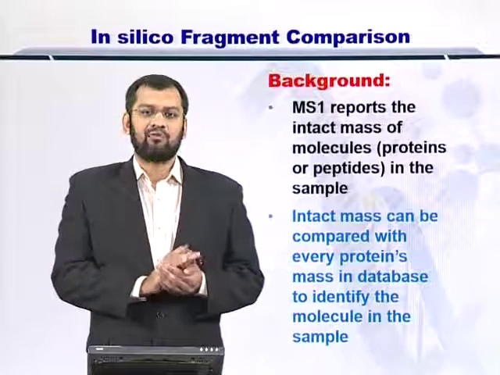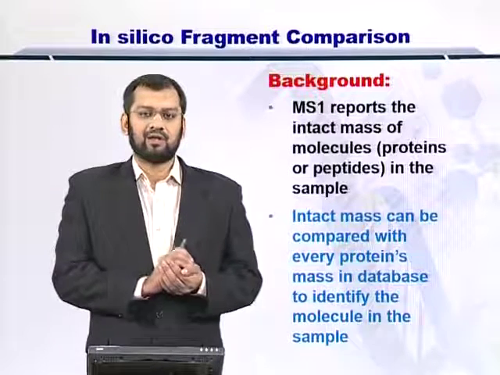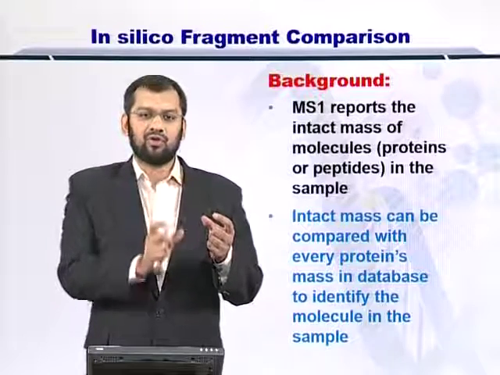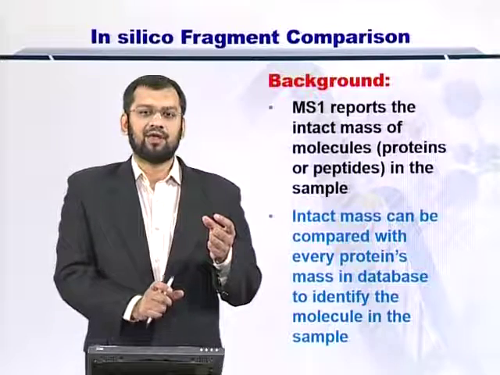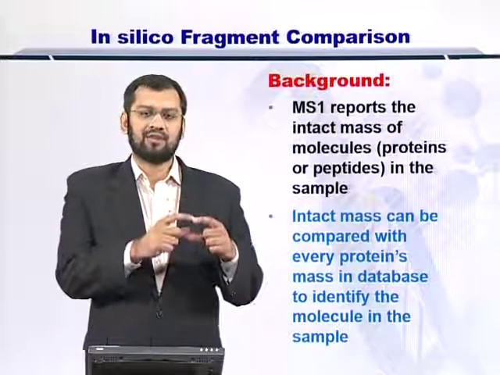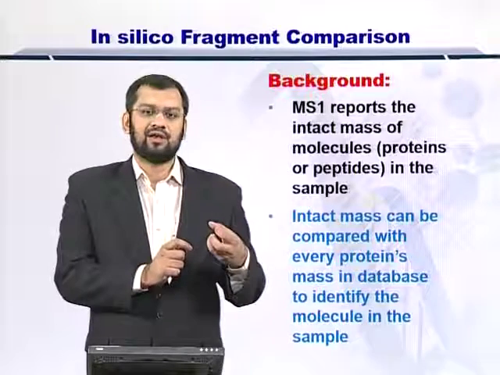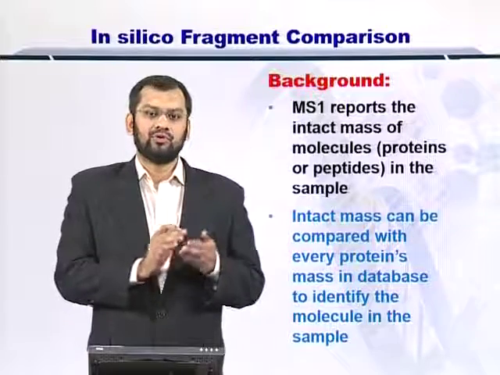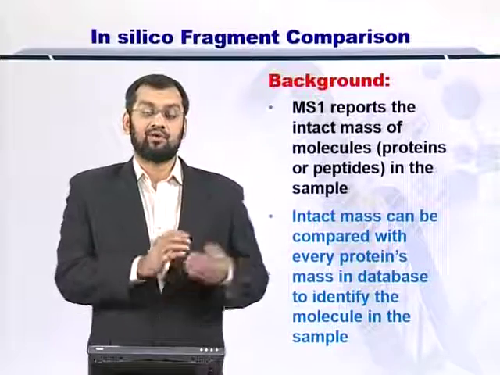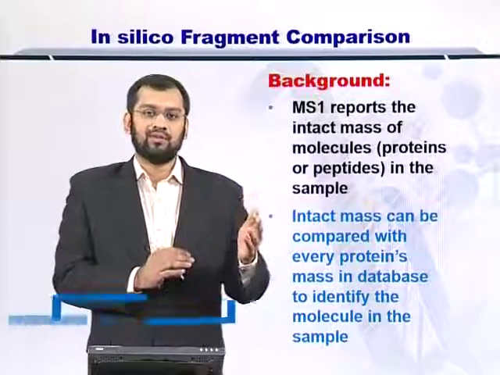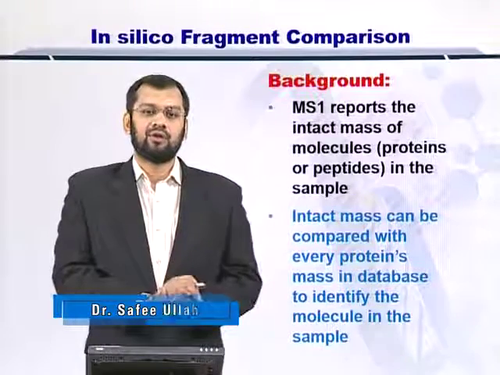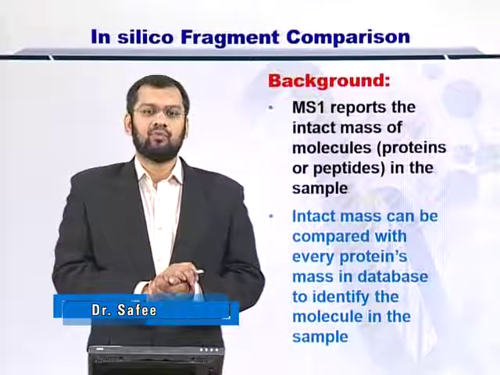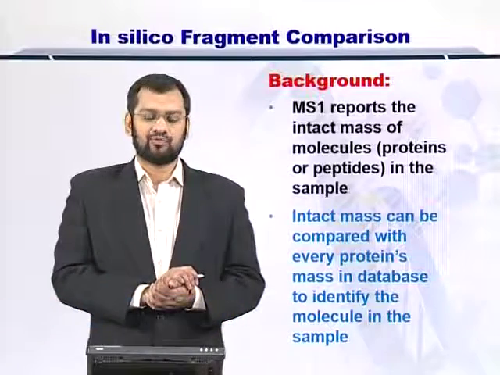So, once you have measured the molecular weight of the intact molecule, then you compare this molecular weight with the molecular weights of all the proteins in the protein database, and those proteins that match this molecular weight, you call them the candidate proteins and you take them out. However, if you do not have a single candidate protein but you get a long list of proteins that are similar in mass to the mass measured in the experiment, then what do you do? So you move on to something that is called MS2.